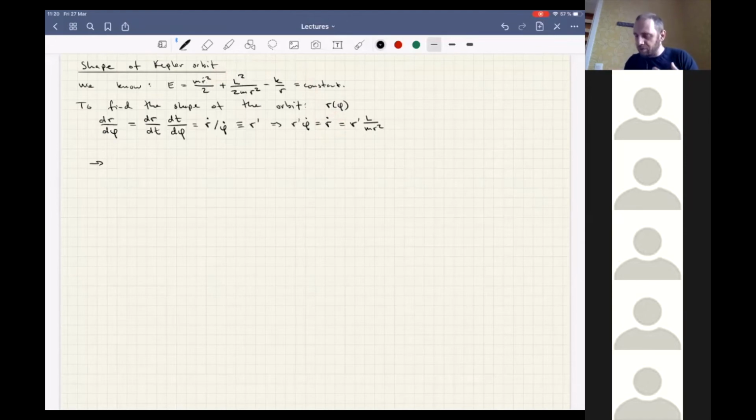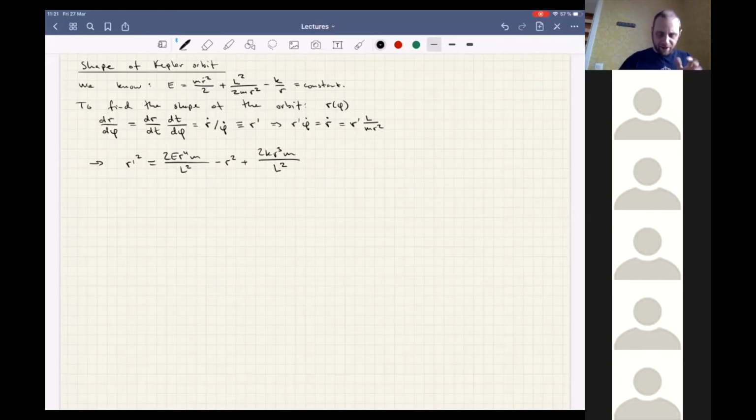And if we rearrange this expression a little bit, I can solve for r prime squared. That solution is going to take the following form: 2E r to the 4 m divided by L squared, minus r squared, plus 2k r to the power of 3 m divided by L squared. So this is something that has to be true for the solution. So I have a relationship between r prime and r now.